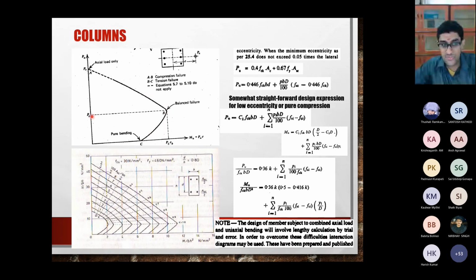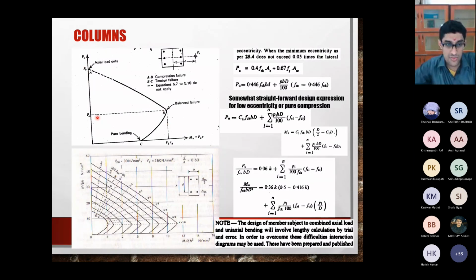If the combination of axial load and bending moments are within this region over here in this line, then your column will fail like how a beam fails. Okay, it will fail through bending. So what you can observe is, as long as I have more axial load and lesser moment, I have a compression failure.